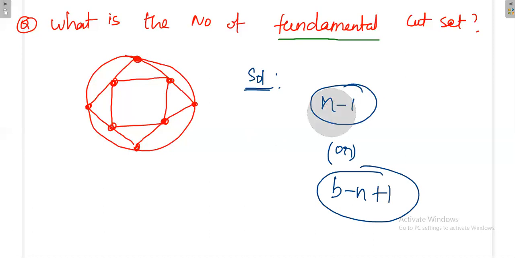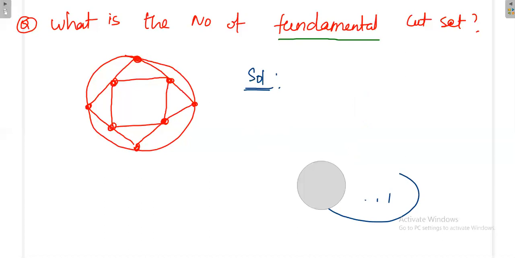Yes, sir. B minus n plus 1. N minus 1. Please refer to the last notes. Fundamental cut set means n minus 1. The number of fundamental cut sets is equal to the number of twigs.